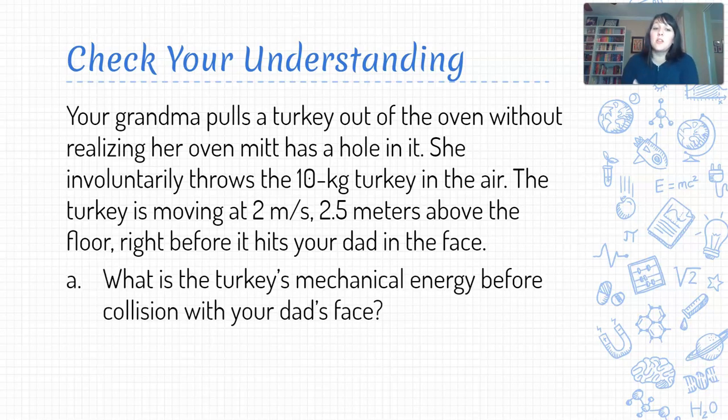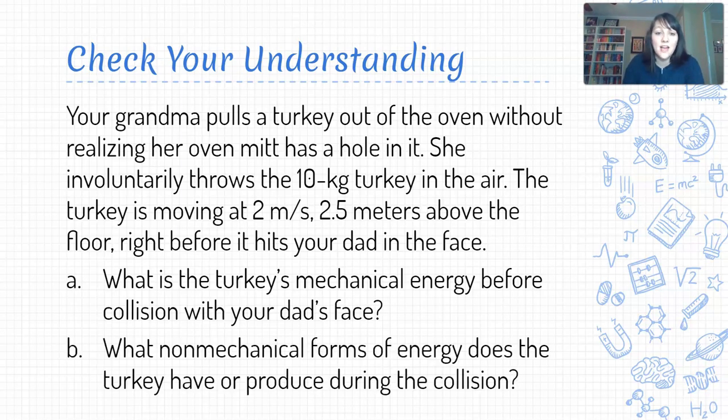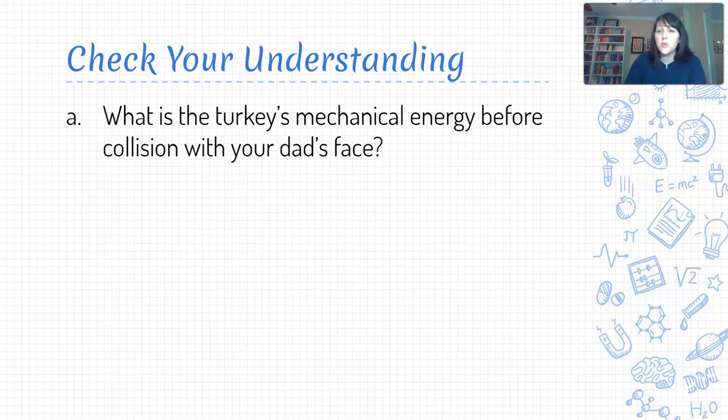First of all, let's calculate the total mechanical energy of the turkey right before it collides with your dad's face. And then secondly, what are some of those non-mechanical forms of energy that the turkey either has or produces during the collision? Okay, so starting with that mechanical energy, let's use our GUESS method. We'll list out our given information, identify our unknowns, find some equations to help us, substitute some values in, solve it through, make sure it makes sense.